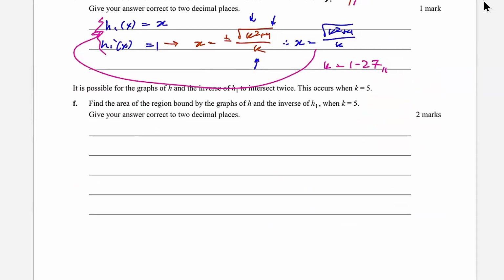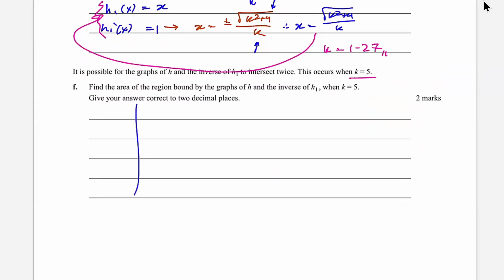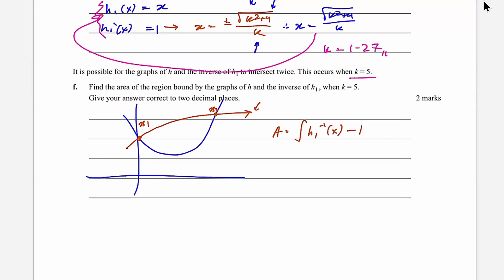So for this last one, we're given that the value of k is 5. So you see that I think g of x looks something like this, and the inverse has this sort of shape. So you find your x1, your x2, and the area will just be the integral of h1 inverse of x minus h of x, dx, from x1 to x2. That'll equal, I think it was 43.91.